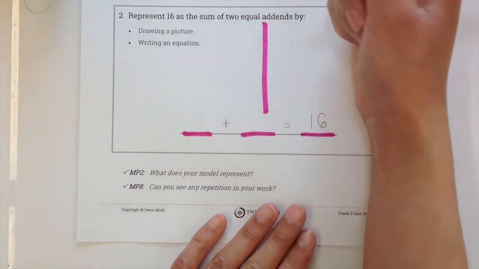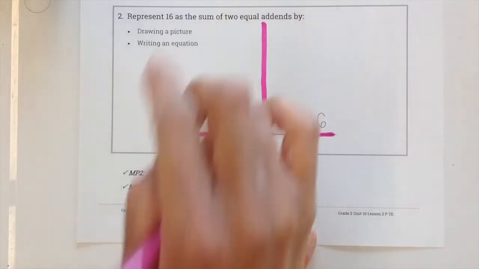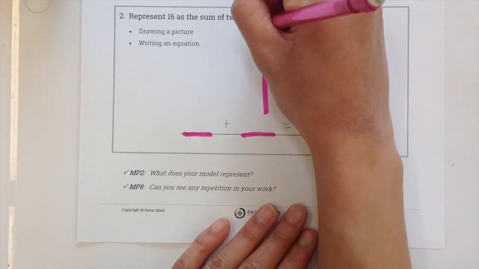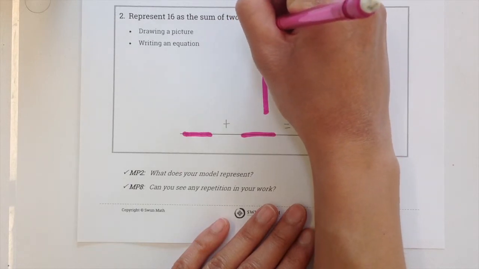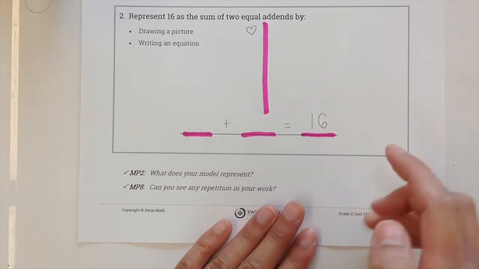So I'm just going to choose a shape. Any shape will do. It could be a letter, like in number 1 they used X's. I'm going to use a shape though. And I'm just going to count 1 at a time, making pairs until I get to the number 16.